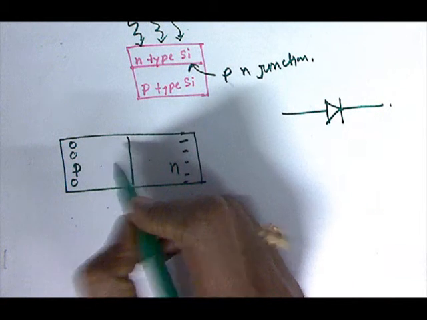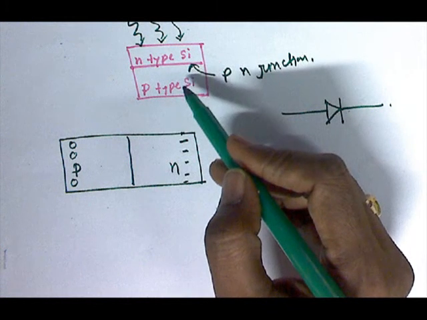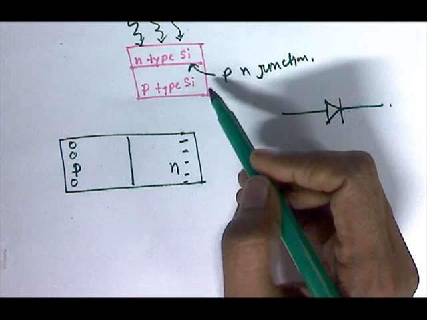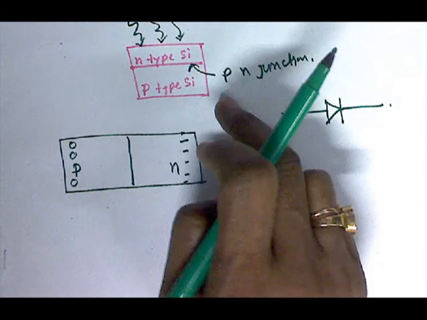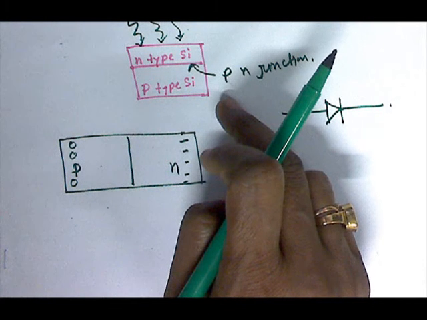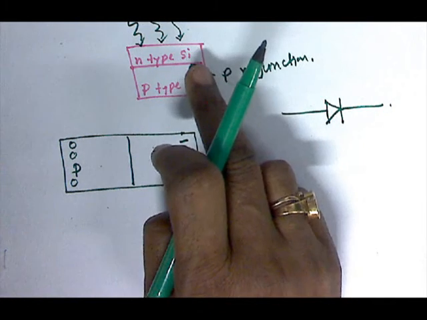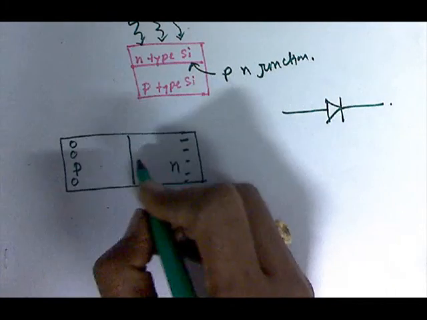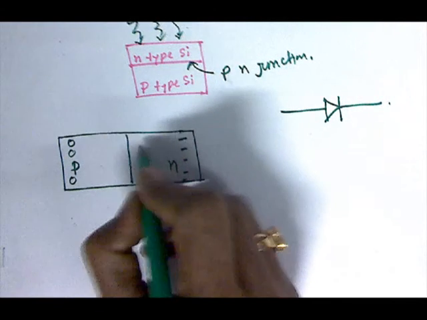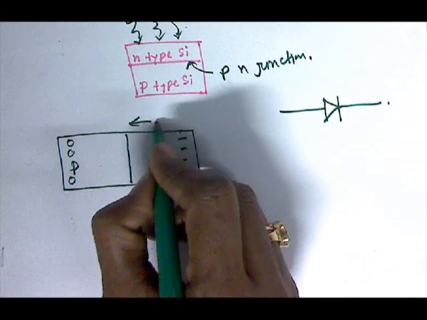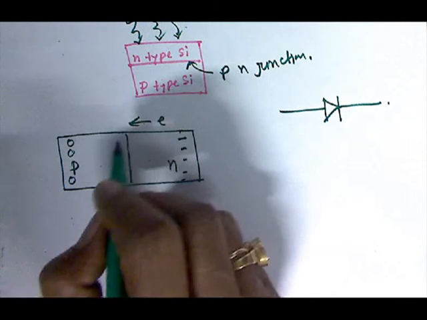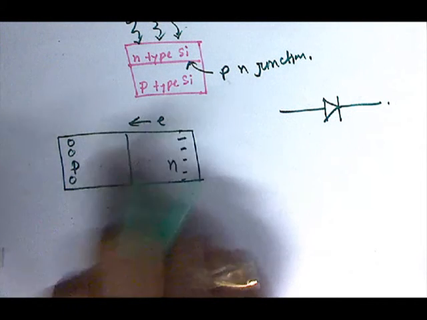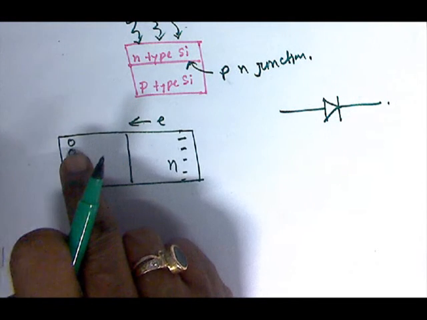Now, when the two pieces of silicon containing the N-type and P-type impurities are connected by some means, a PN junction is created. So this is the PN junction. At the instant of the PN junction formation, the free electrons from the N region begin to diffuse across the junction into the P region, where they combine with holes near the junction.